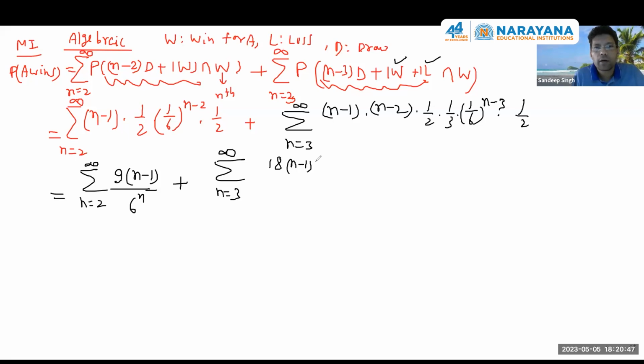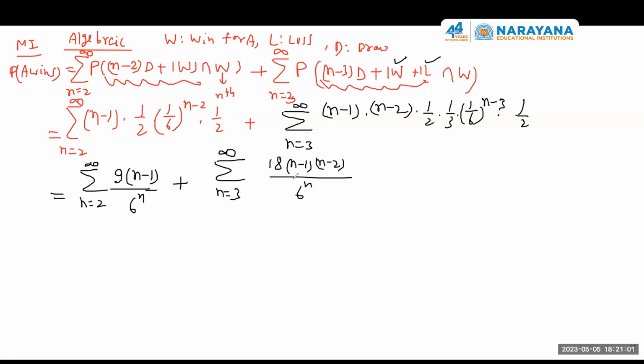Correct me if I am wrong. N minus 1, n minus 2. 6 cube I have taken in the numerator. Is it clear? Yes, sir. है ना? और अब बताइए इसका सम कितना आएगा?